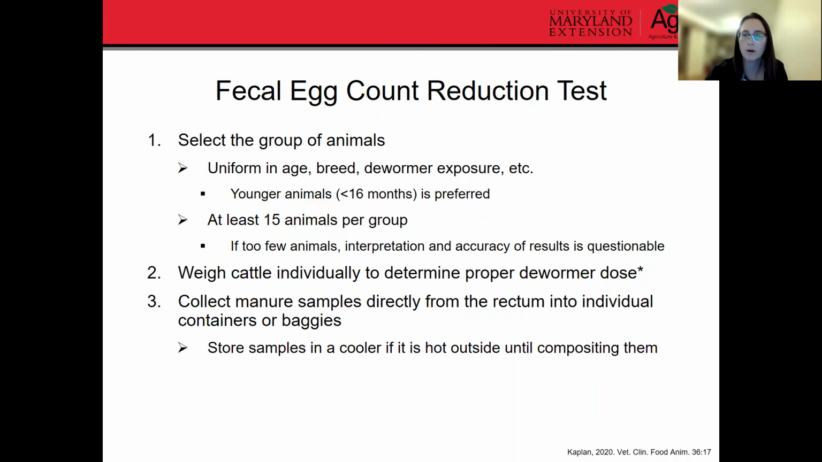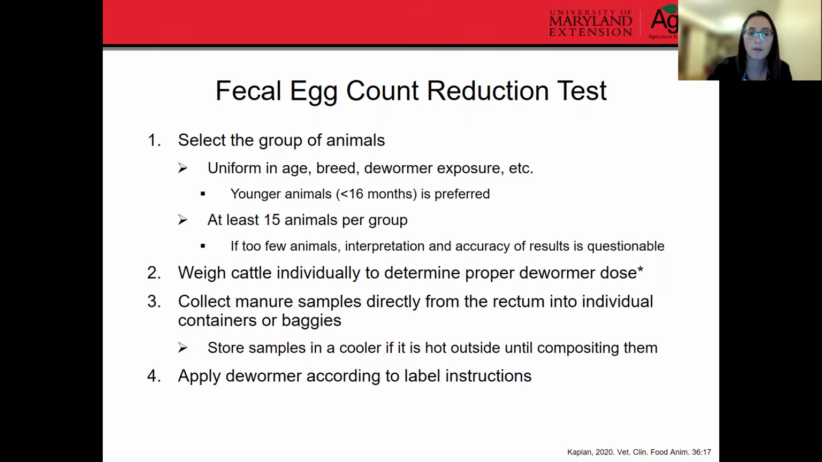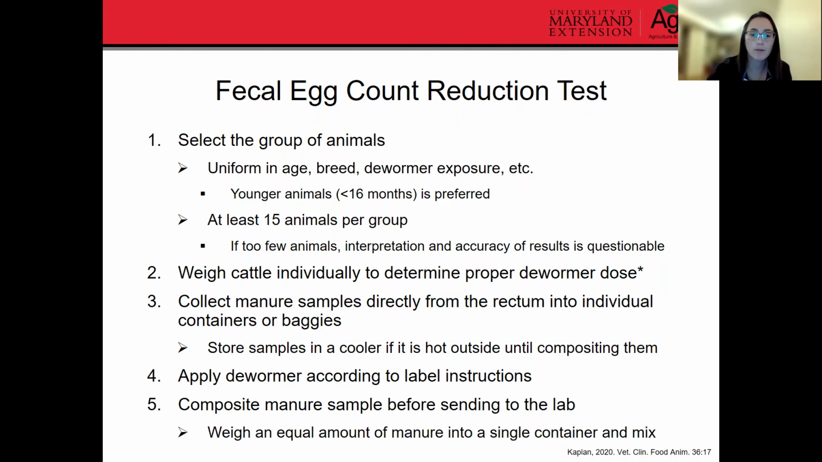If the samples get too warm, the eggs will actually start hatching and then the lab won't be able to count them. And that won't give you an accurate assessment. So it's important to keep them from getting too warm. Then apply the dewormer, I think I already mentioned that, according to label instructions.